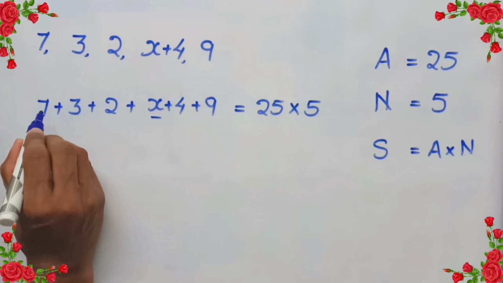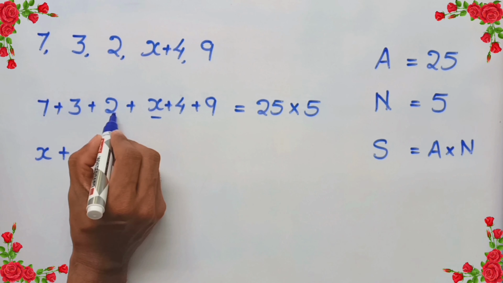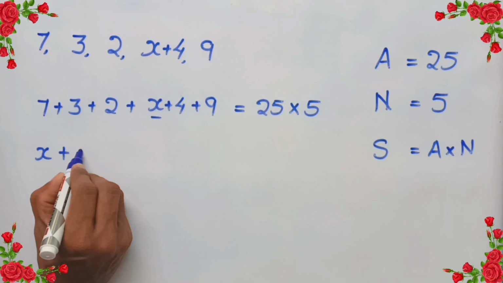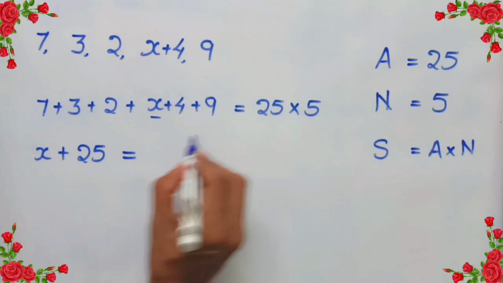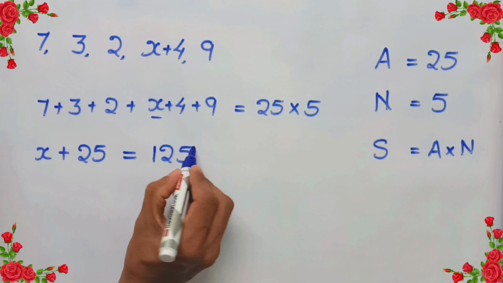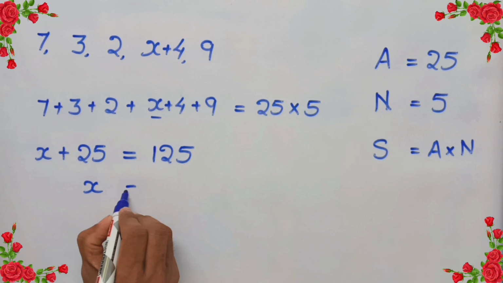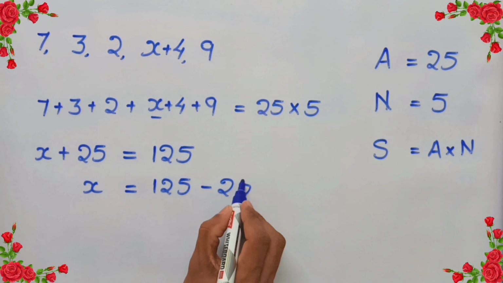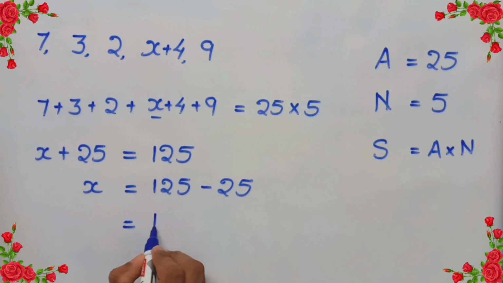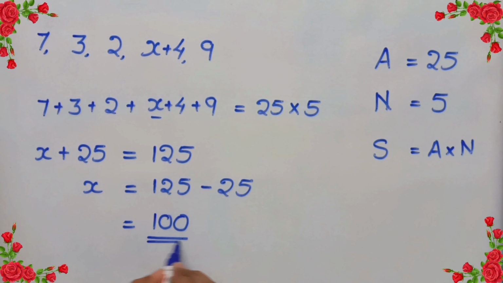Let's add: x plus 7 plus 3, 10, 10 plus 2, 12, 12 plus 4, 16, 16 plus 9, 25. That is x plus 25 equal to 125. Then x equal to 125 minus 25. That's equal to 100. That is, the value of x is 100. Answer 100. Next question.